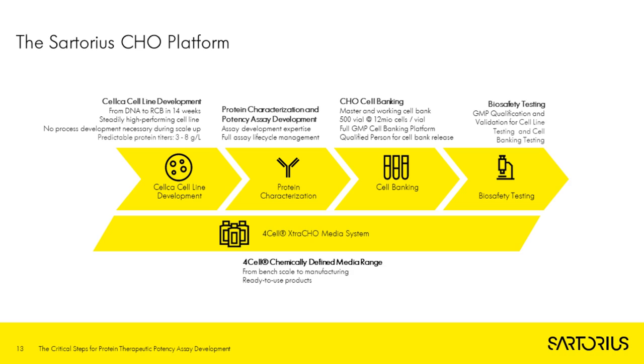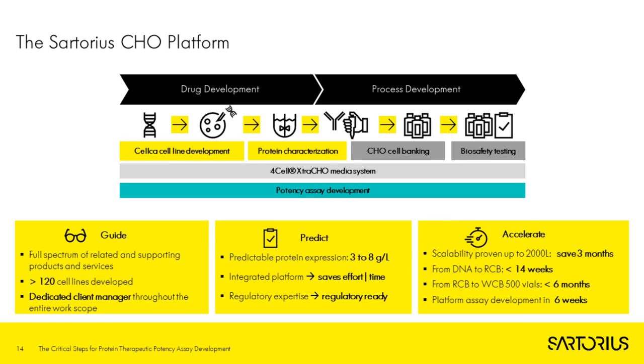So what is the Sartorius CHO platform, and how does this benefit drug developers? We've combined the performance of the CELCA cell line development system with the fully integrated services for GMP cell banking and characterization, protein characterization and assay development, and our 4-cell fully optimized complementary media system to produce the CHO platform.